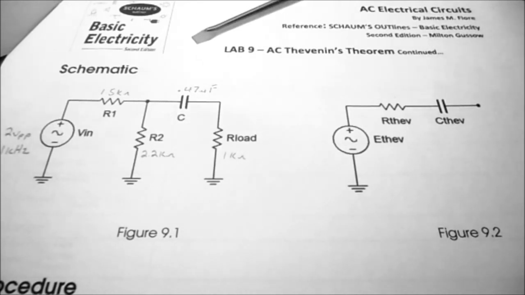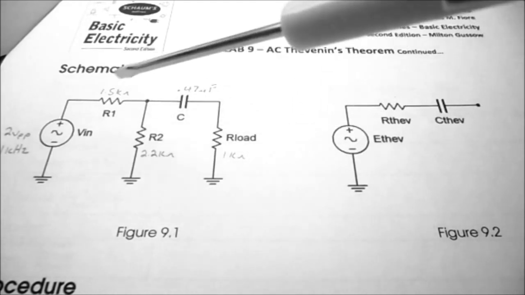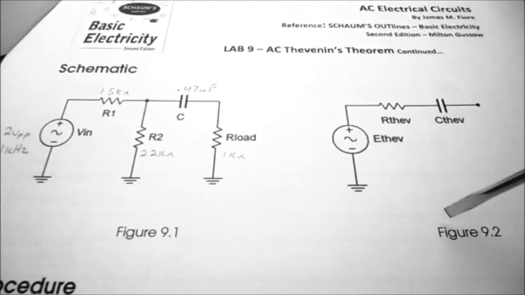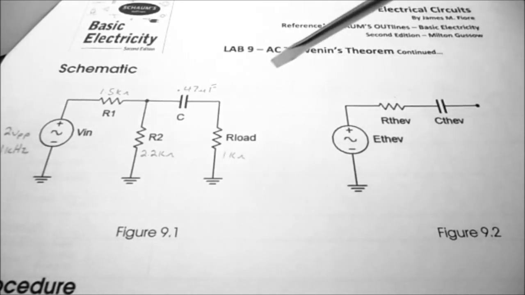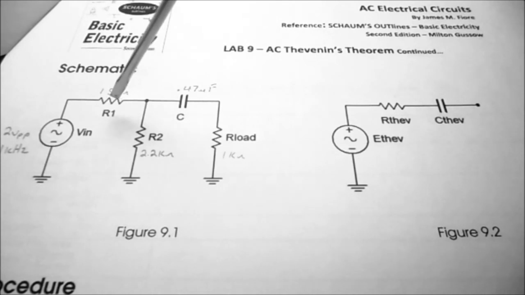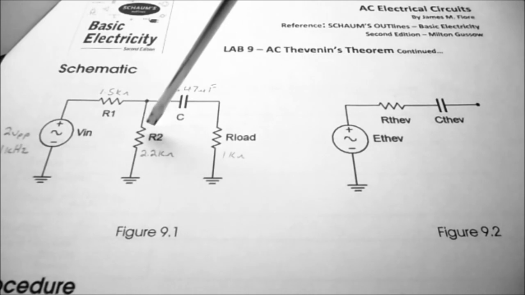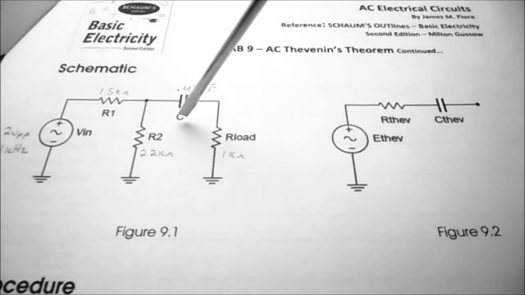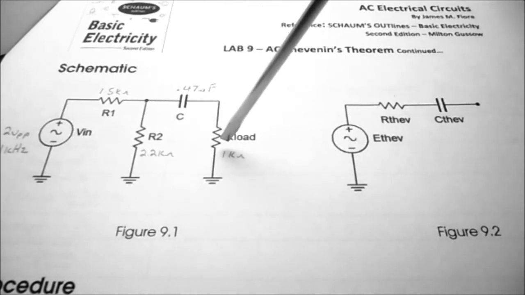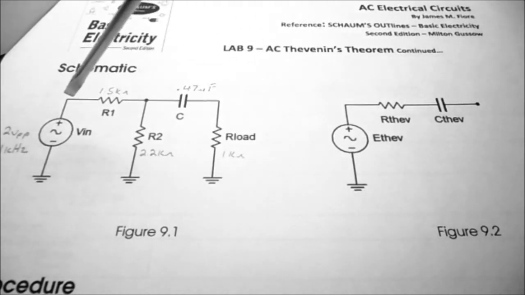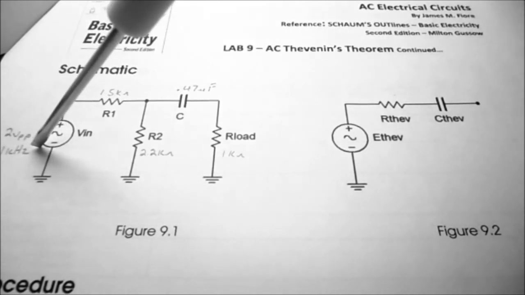So you can see under lab schematic we have two figures. One is 9.1, which is our original circuit. Figure 9.2 is Thevenin's equivalent circuit. So I've gone ahead and labeled my known components. R1 is 1.5K, R2 is 2.2K, C is 0.47 microfarads, our load resistance is going to be 1K, and our source is 2 volts peak to peak at 1 kilohertz.